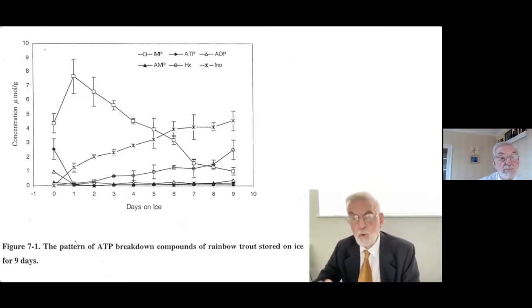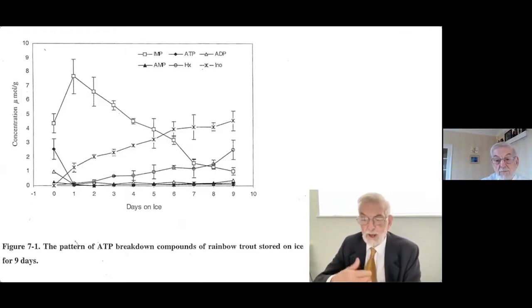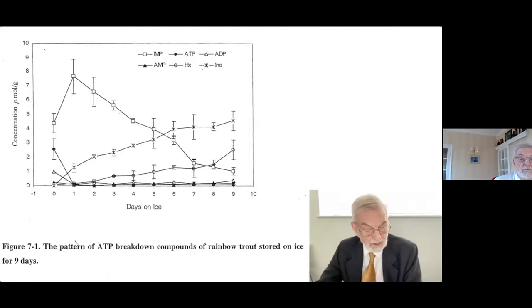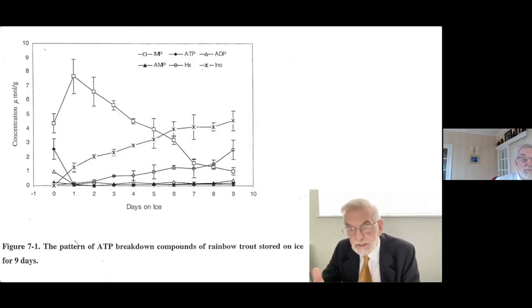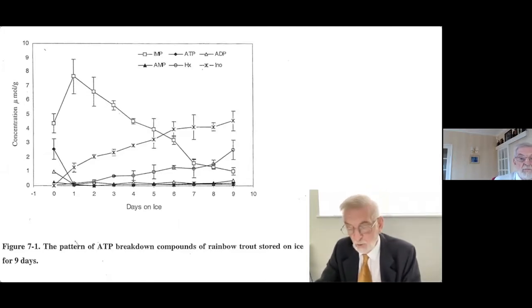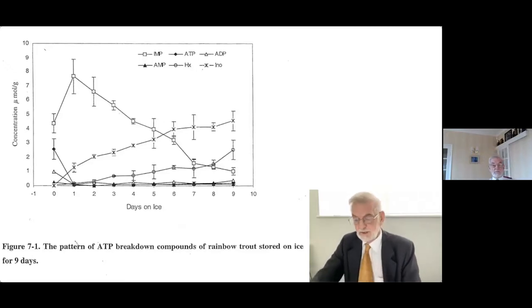If we look at the proportion of these two final compounds, the hypoxanthine and inosine, over the total of all of these compounds, ATP, ADP, AMP, IMP, inosine and hypoxanthine, the proportion of the hypoxanthine and inosine will increase as the fish deteriorates, as the fish is stored. And if we use a ratio of these two things, we can get quite an accurate determination of how long the fish has been dead and stored on ice.